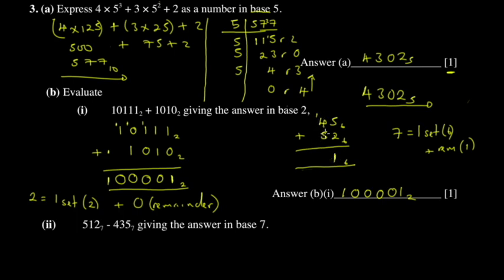So here again you have 10. 10 simply means one set of 6 plus remainder 4. So you write the remainder, you carry the set. Then obviously you get 1. So this is how you're supposed to do this.